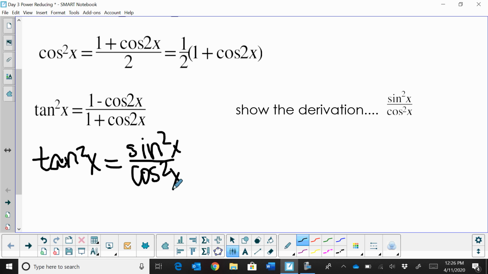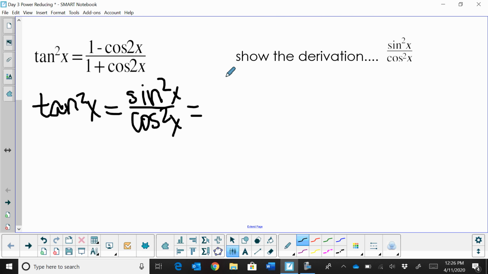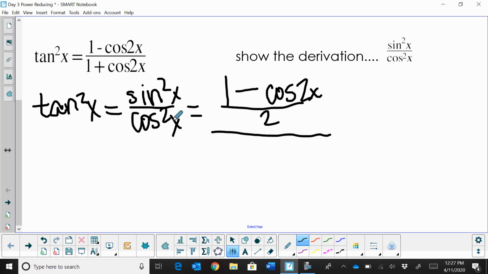Now, we can use our power reducers for sine squared and cosine squared using the above equations. So to reduce the sine squared, we're going to use 1 minus cosine of 2x all over 2. And to reduce cosine squared, we're going to use 1 plus cosine of 2x all over 2.